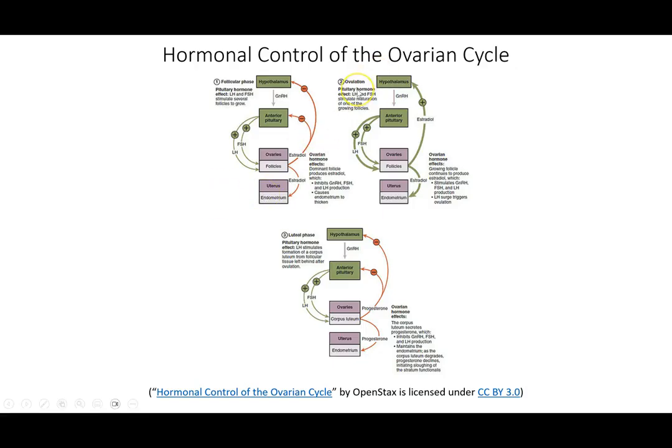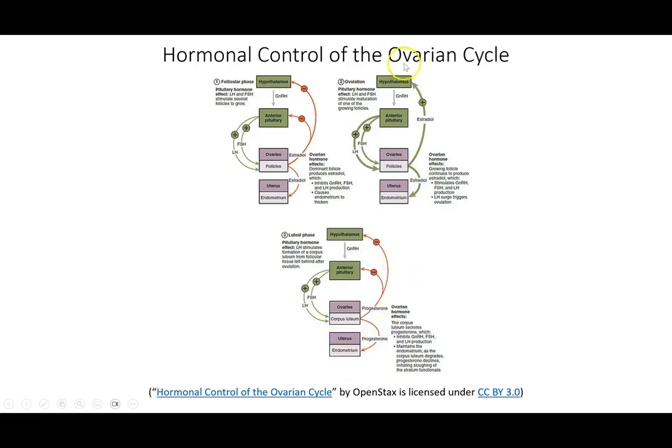After ovulation, we are going to release that egg, and then ultimately that follicle, what's left behind, transitions into the corpus luteum in that luteal phase. Right here, which will secrete progesterone. Again, that's important for early stage pregnancy.